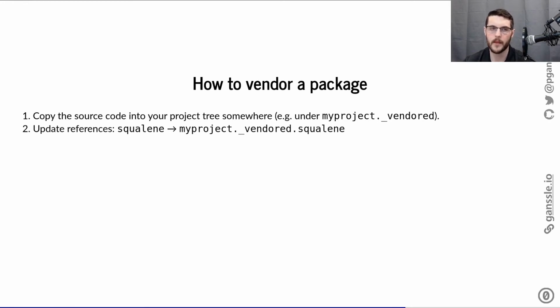All right, so how do we achieve this? Well, basically, you just take the source code of something you want to include in your project, and then you put it under your project tree somewhere. Usually, you would put it under myproject._vendored, and then you would update all your references to the project to refer to the vendored version. So if you're trying to vendor squalene, just some package called squalene. That's not a real package. You just take all your statements that say import squalene and change them to import myproject._vendored.squalene. And then, of course, you would apply any patches to your local copy of squalene that you want, if that's why you're vendoring this.